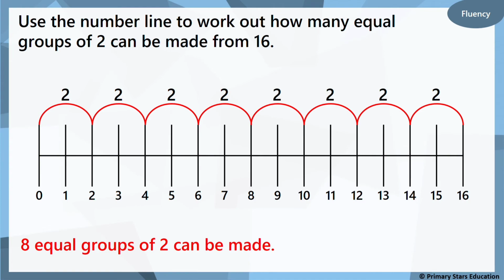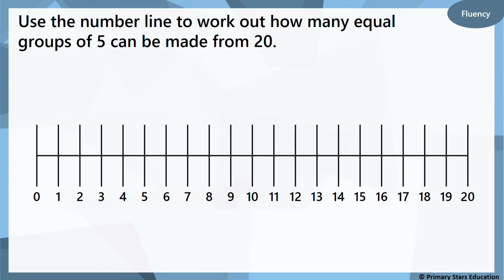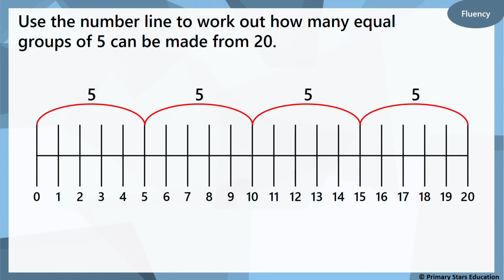Let's try that again, but let's make groups of 5 that can be made from 20. Pause the video for a second. See if you can work out what you need to do here. How many groups of 5 can be made from 20? Here's a group of 5, here's a group of 5, here's a group of 5, here's a group of 5. We have 4 equal groups with 5 in each group. So 4 equal groups of 5 can be made.